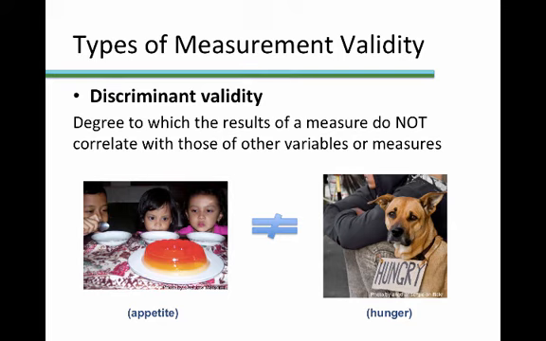For example, we may want to be able to distinguish appetite when somebody is in the mood to eat from true hunger when someone's body is in need of food. In this case, a measure of appetite has discriminant validity if it is able to distinguish appetite from hunger.